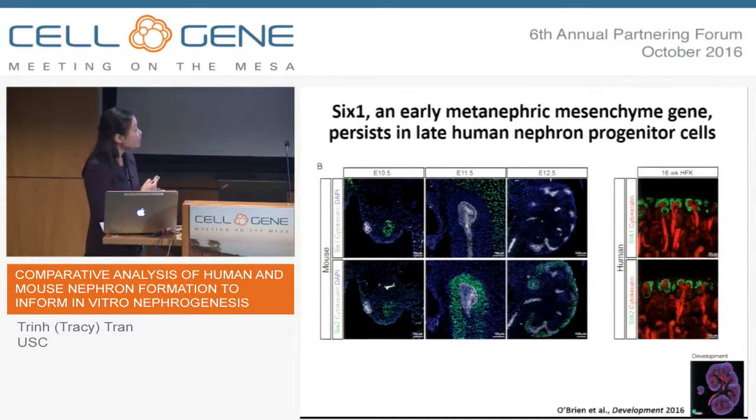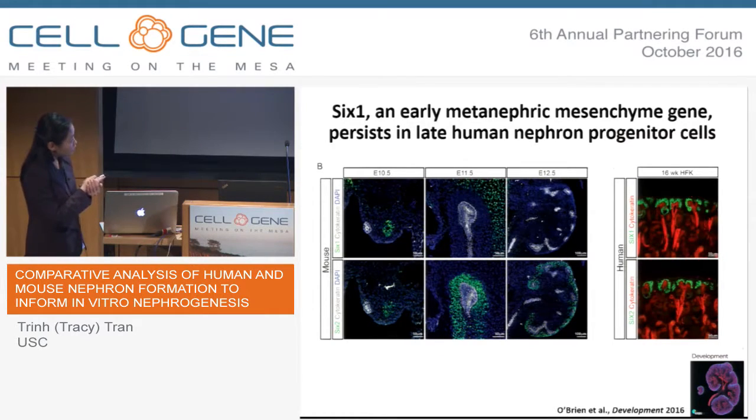So morphologically, they're very similar. How about at the molecular level? We were able to identify some differences across the species. One of the standout differences between human and mouse is the expression of the Six1 gene. Six1 in the mouse, together with Six2, marks the very early metanephric mesenchyme population. These 2 genes are very important for establishment and maintaining the metanephric mesenchyme population.